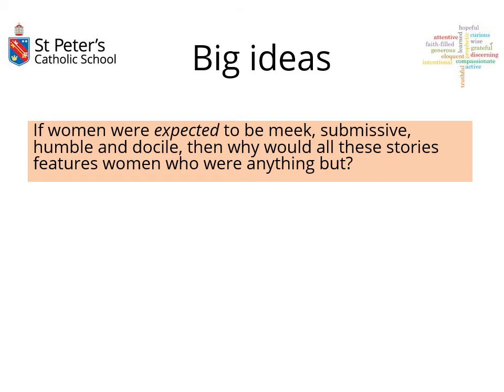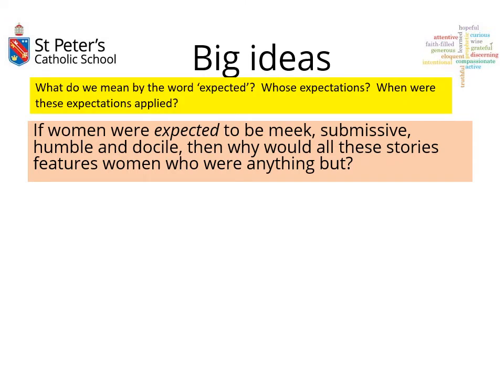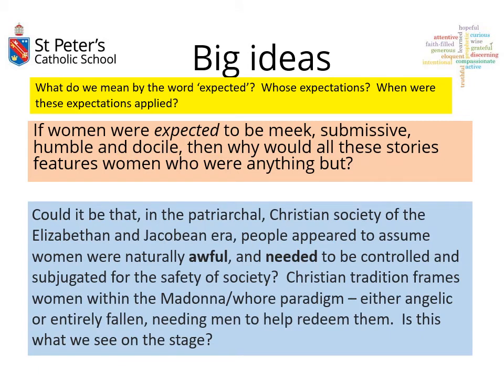So if we're going to talk about big ideas, this is the sort of thing we see. You know, women in those times were expected to be meek, submissive, humble and docile. But if that was the expectation, then why are there all these stories featuring women who are not meek and submissive and humble and docile and well behaved and stay at home and do cross stitching and things? Actually, it seems more like it's not that they were expected to be, it's that the patriarchal society wanted women to be this. And so there's quite a lot of stories which we could read as almost cautionary tales, because it seems that it's more likely that in the patriarchal Christian society of the Elizabethan and Jacobean era, people appeared to assume that women were naturally awful and needed to be controlled and subjugated for the safety of society.